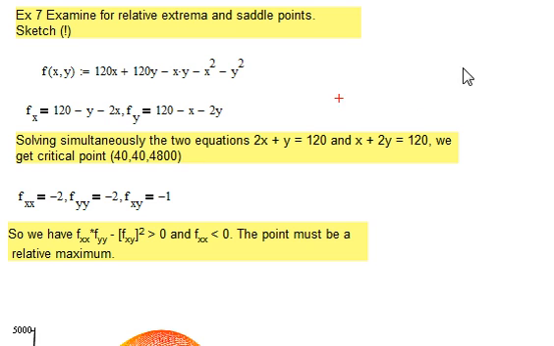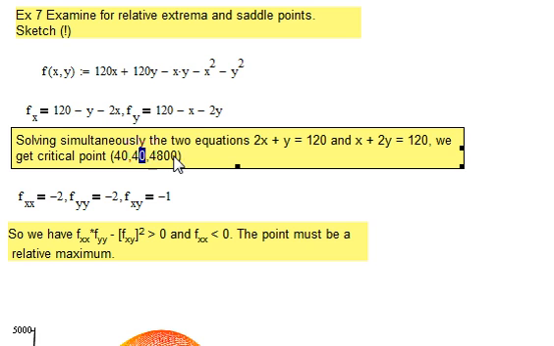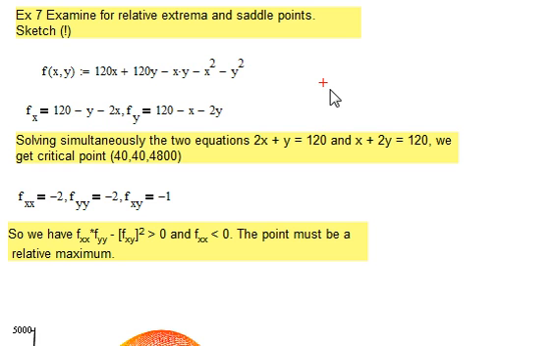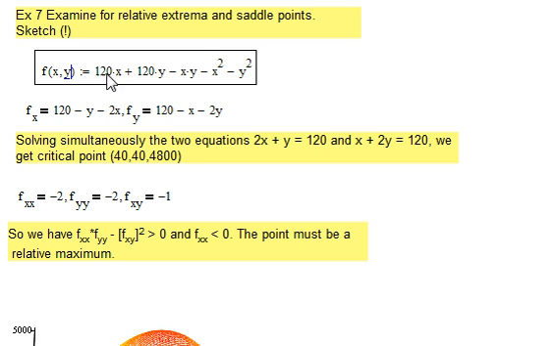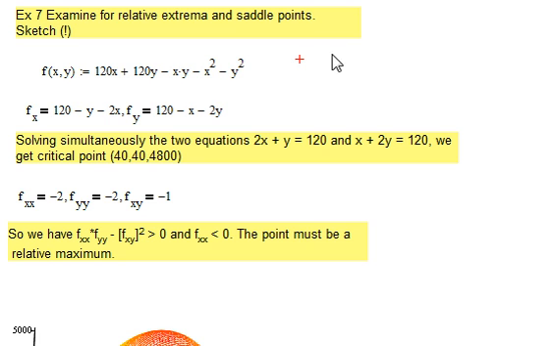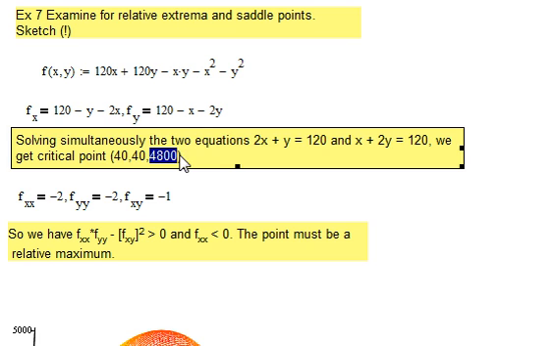Now the other question is, why do I know that the critical point is x is 40, y is 40, and z is 4800? Because f of 40, 40 is 120 times 40, that's 4800, plus another 4800, so we're up to 9600, minus 1600, that's 40 times 40, minus 1600 minus 1600, so we get 9600 minus 4800, which is 4800. That's where that came from.